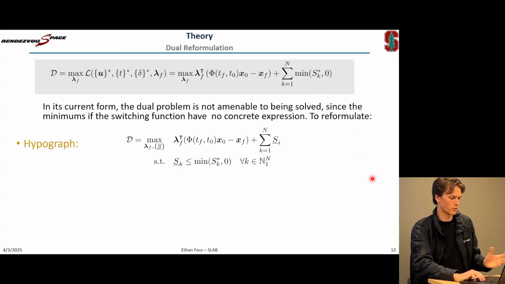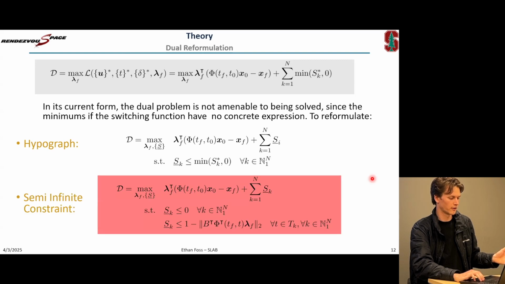So to reformulate, we can form a hypograph and then reformulate this constraint as a semi-infinite constraint. So essentially what we're saying is that some variable is less than the switching function for all time in this specific time window that we're considering. And if we add those to this expression here, then we recover the dual form of the problem, which is a semi-infinite problem.